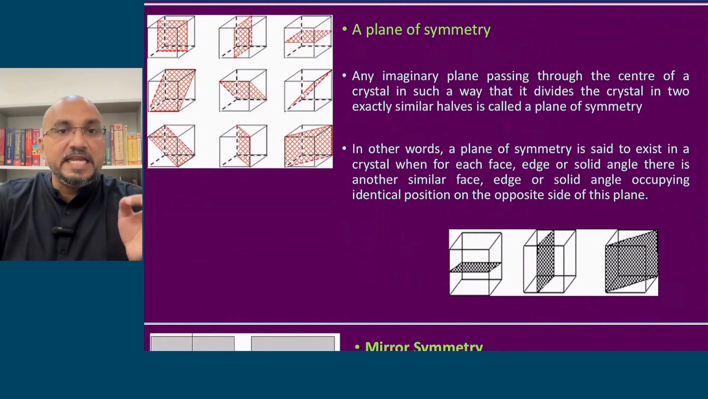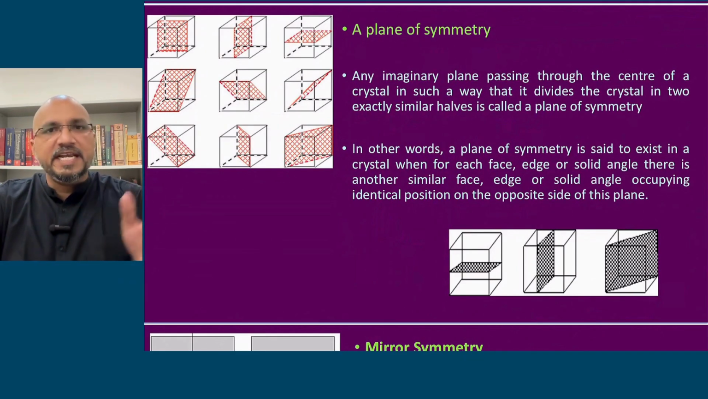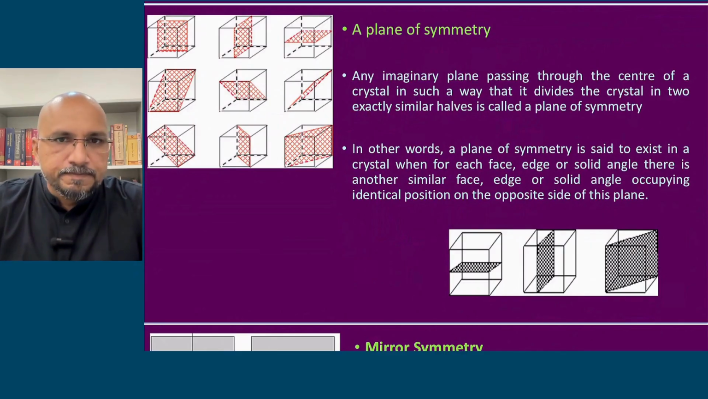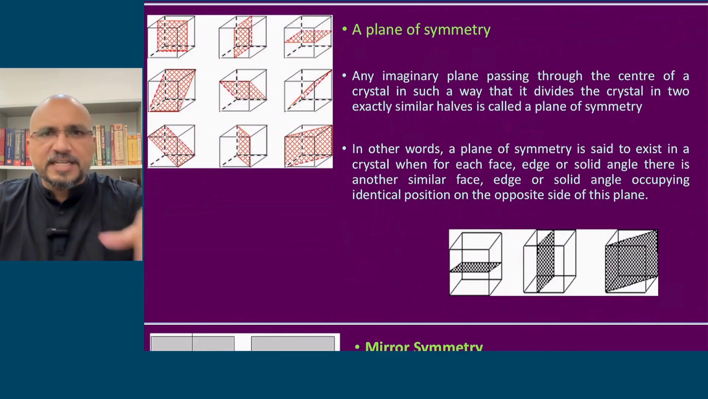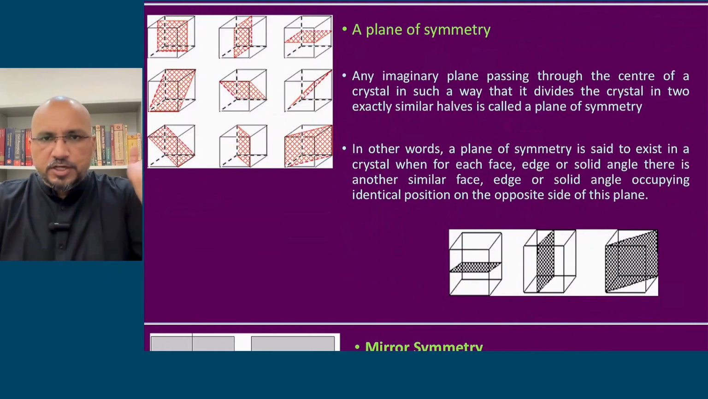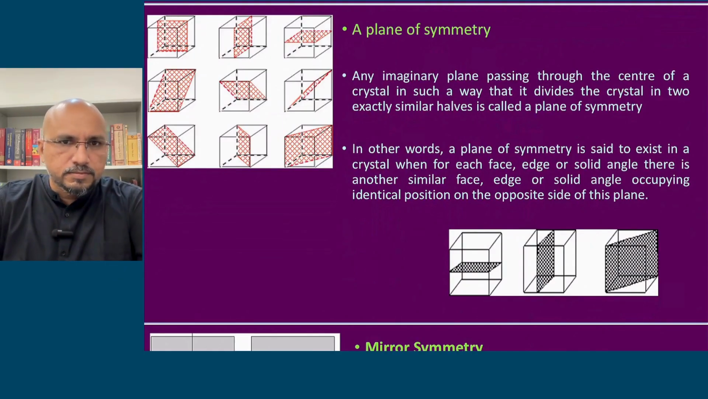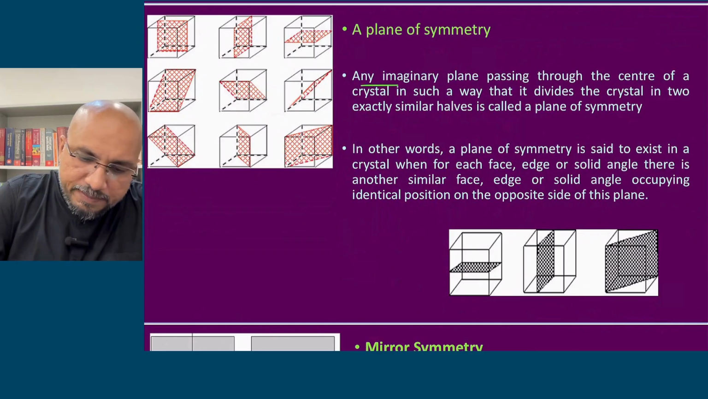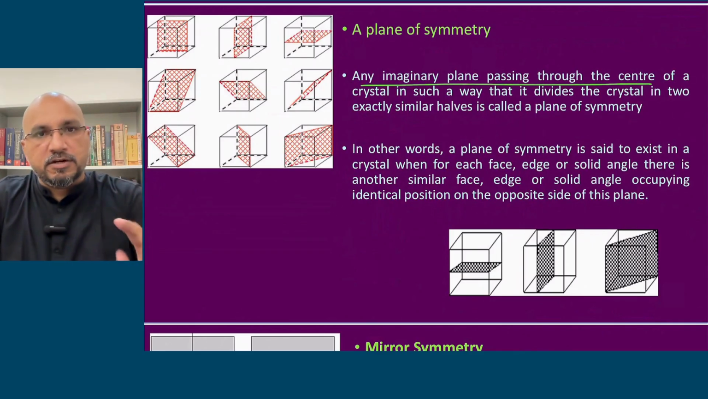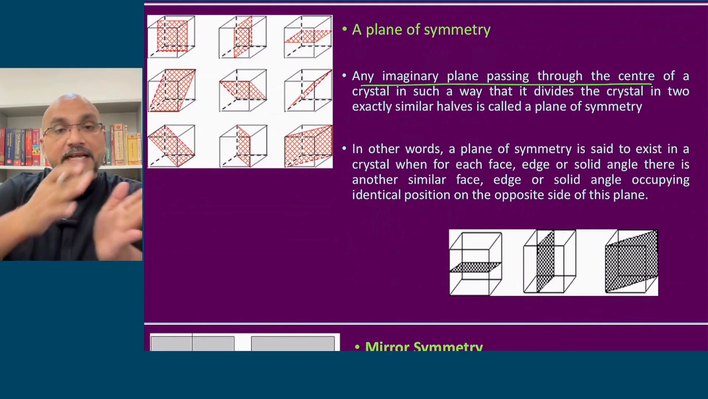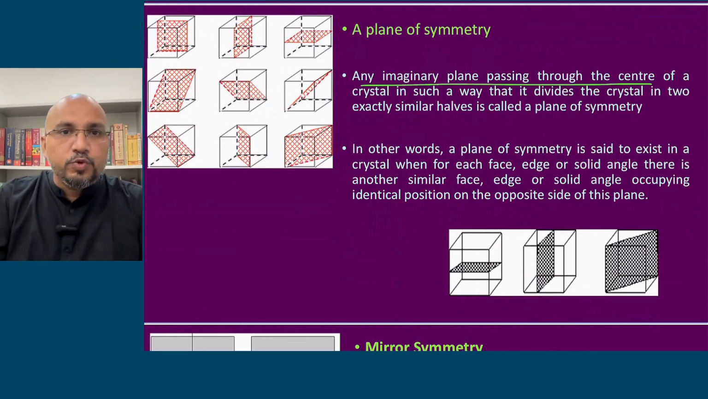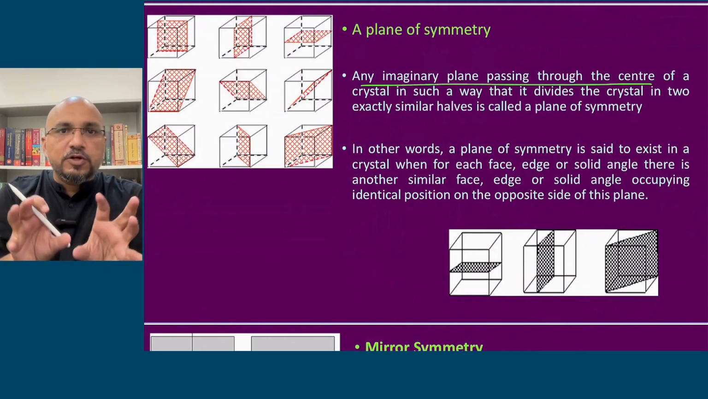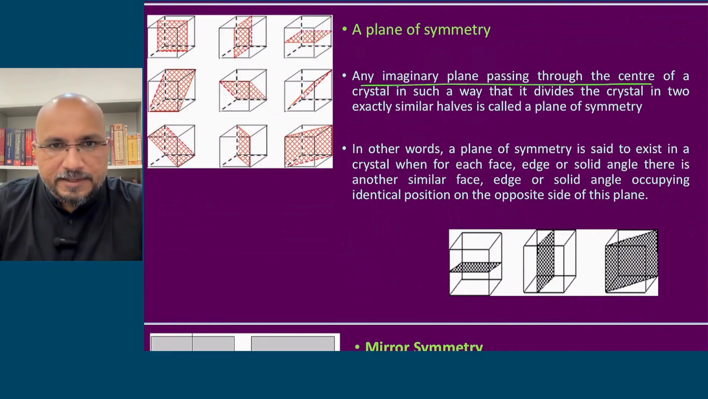Any imaginary plane, कोई भी एक plane imagine कर लो within the crystal. Within the unit cell, basically, you imagine any plane passing through the center. The plane should pass through the center. So any imaginary plane which is passing through the center of a crystal in such a way that it divides the crystal into two exact halves. वो crystal को दो exact half में divide करता है.